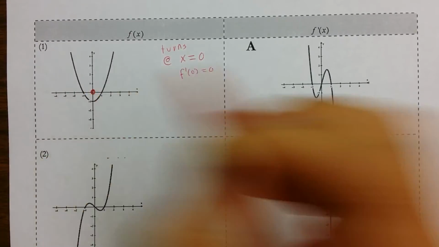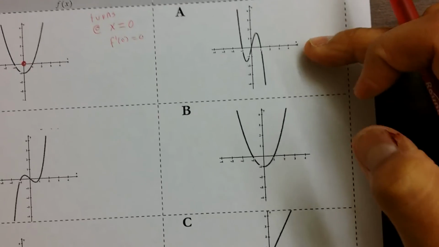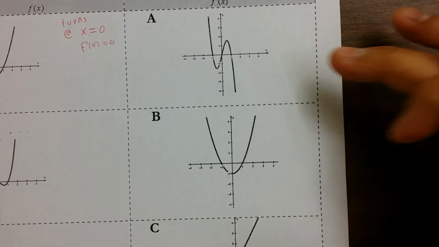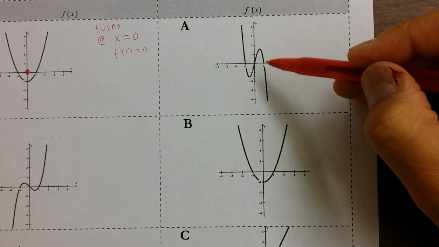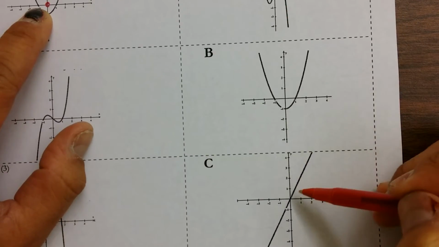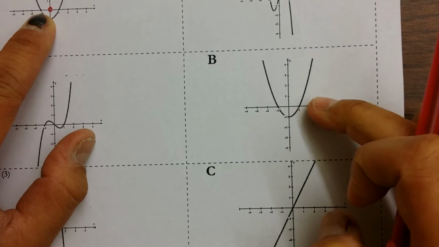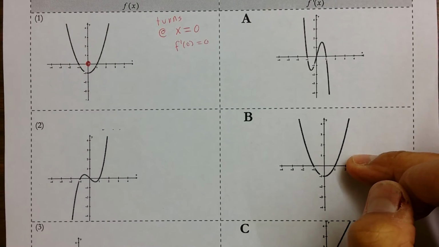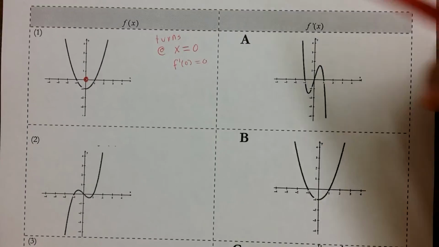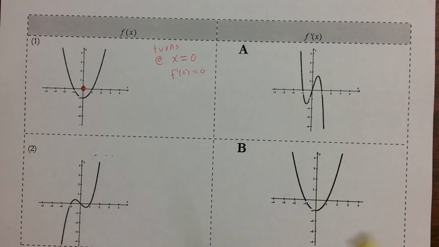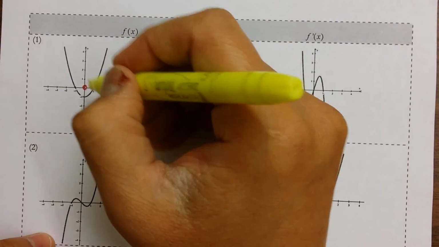Okay. Now if you look at the graph of the derivative, there are two graphs that have a point at the origin. That is the first one and the last one. All right. So for sure, B is not going to be an answer to question number 1. All right. Now, why don't we analyze where the function is decreasing?